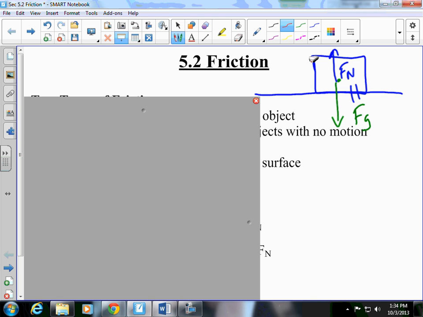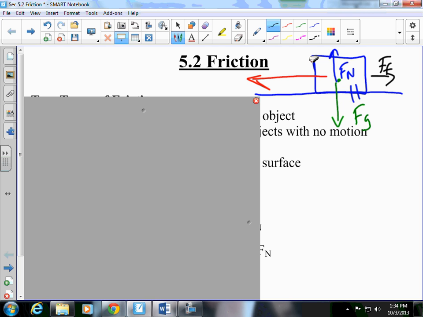Now I also have, let's say I'm pushing the box to the left. What I will now have in play, to the right, is the force of friction resisting me. Anytime I am accelerating a box, I have to overcome the force of friction to actually begin to move that box. So that's something to keep in mind.